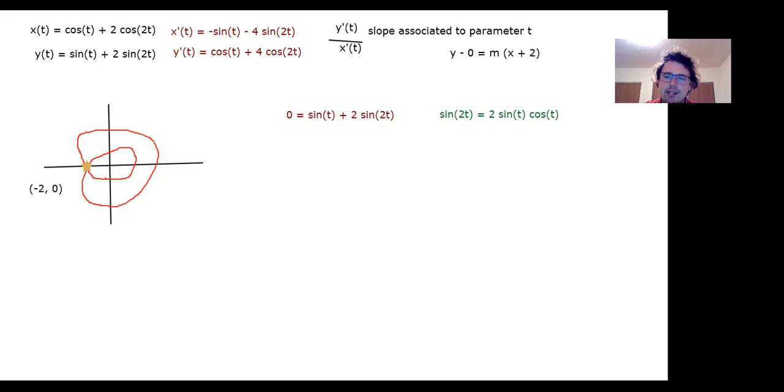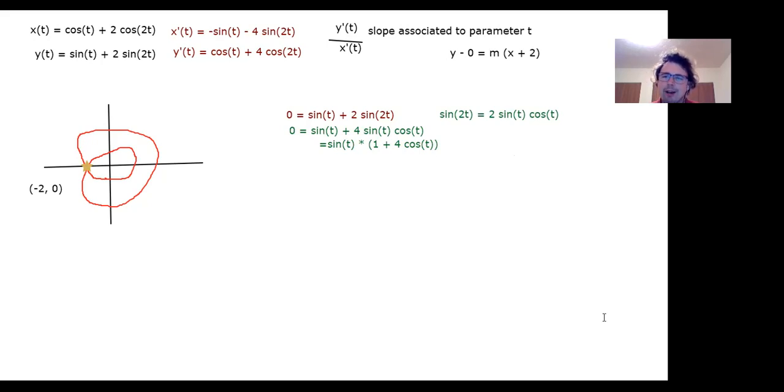So let me use that here. So 0 will be equal to sine of t plus 2 times sine times cosine. Looks like I've got 4 sine of t times cosine of t, like so. And I'm going to go ahead and factor this to say I've got sine of t times 1 plus 4 cosine of t, like that. This is why I said it's easier to know when a function is equal to 0.